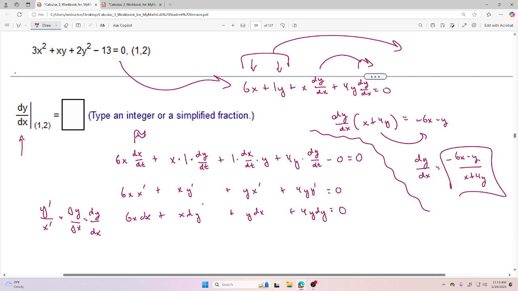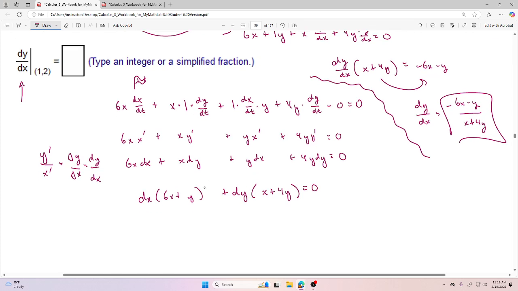But that's the D method, which is nice because now I need just dy over dx. So then you get your dy's, you get your dx's, and you mush them together. So dx would have a 6x plus y, and your dy's would have x plus 4y. And you can see the similar results. Move this guy over, and then you're going to divide on both sides. That's a negative now. So divide by dx, divide by this guy, you get the same answer right there.